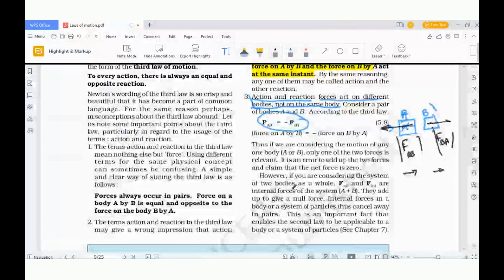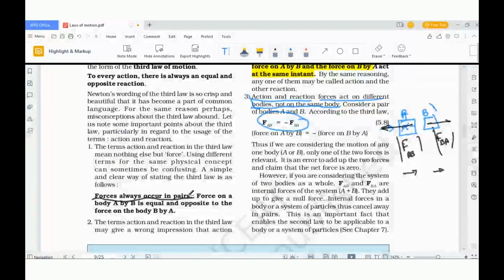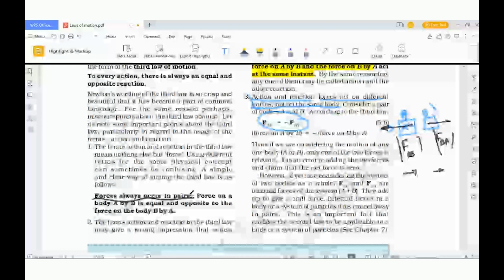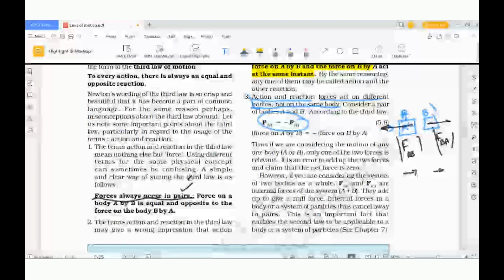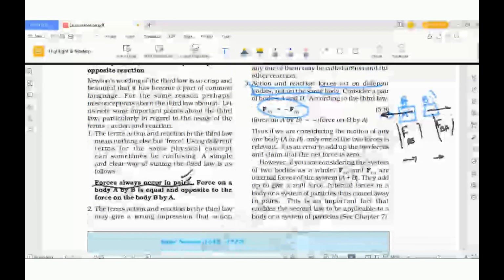Force always occurs in pairs. Your action and reaction both are forces, and it is easier to say force occurs in pairs. You don't think action is something different and reaction is something different. Don't take it like that. It is better to say any force always comes in a pair. So that is one important factor here.